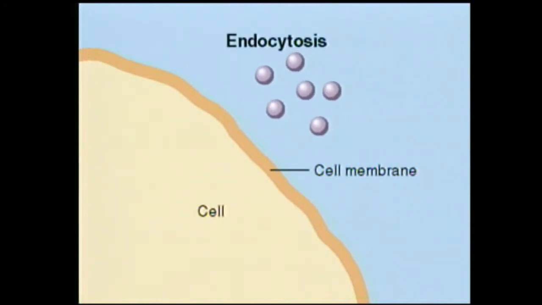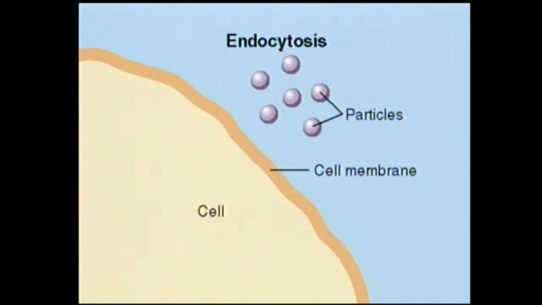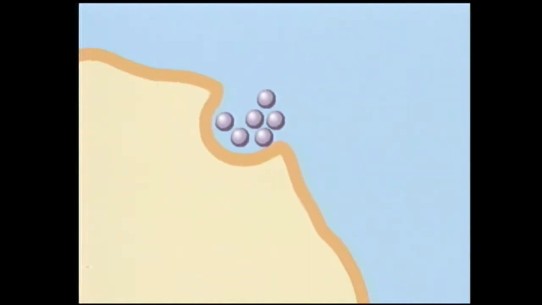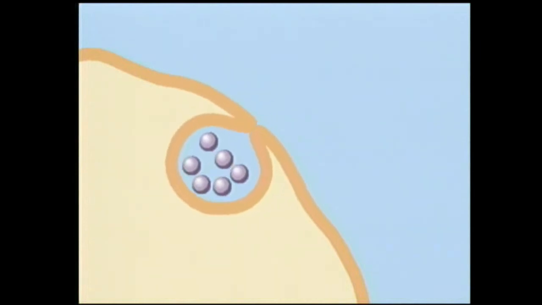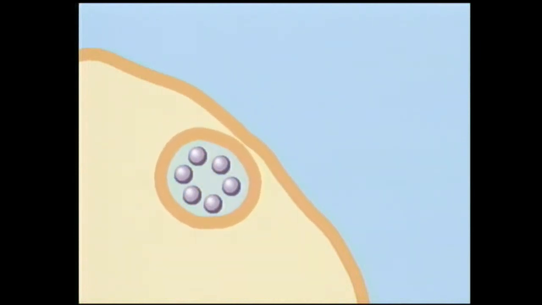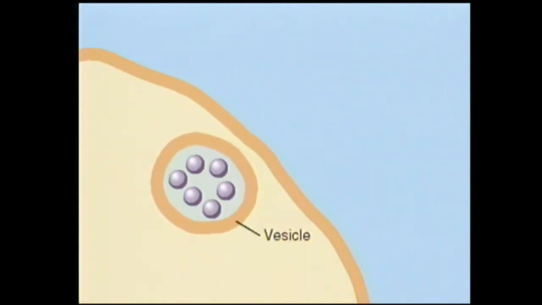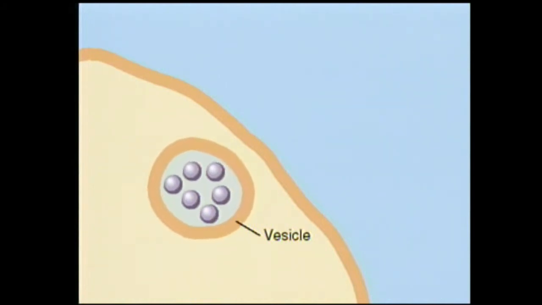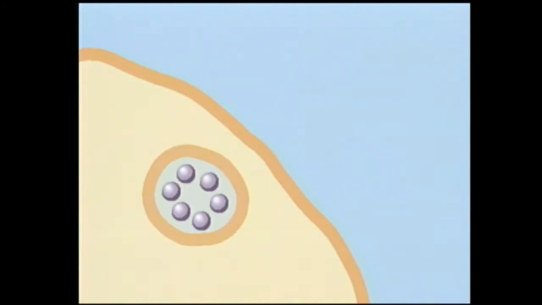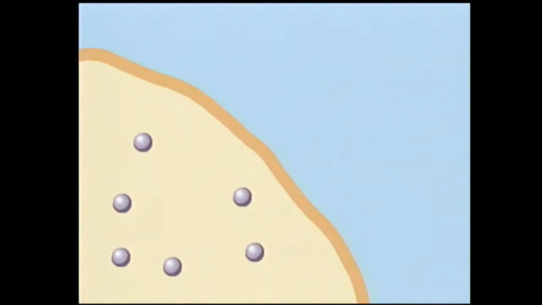During endocytosis, the cell membrane folds into a pouch surrounding particles outside the cell. When the particles are completely enclosed, the pouch closes off. A vesicle is formed. This vesicle carries the particles into the cell and can release its contents into the cytoplasm.